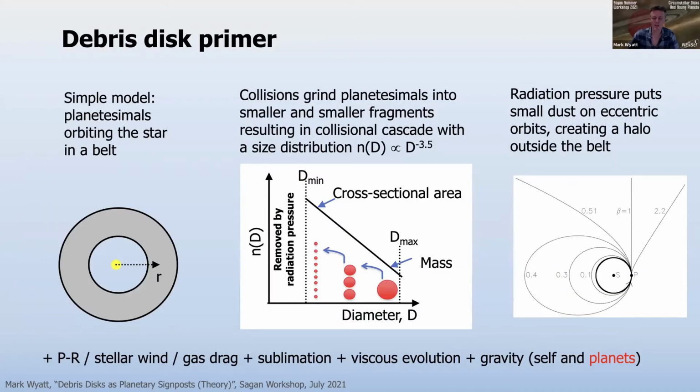But first of all, we need to have a primer on some of the physics going on in a debris disk. So let's start off with a simple model where we've got planetesimals orbiting the star in a fairly narrowly confined belt. The planetesimals will just continue orbiting the star, and the thing that will stop them is if they collide with another planetesimal, which will break them up into smaller fragments that will then orbit the star until they collide with other fragments, and that goes on until they collide with smaller fragments. The result of this is what's called a collisional cascade, where big objects are getting broken up into smaller objects that are getting broken up into smaller objects, and so on down to dust.